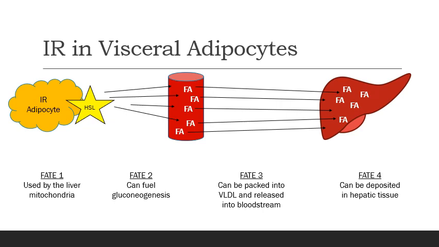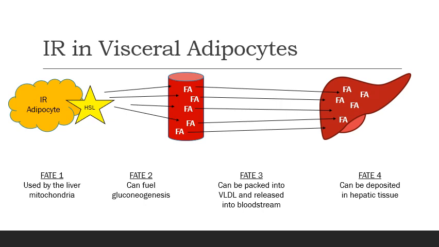And fourth, the excess fatty acids can be converted back to triglycerides and deposited into the hepatic tissue. If this happens, hepatic steatosis can result, and boom, we have fatty liver disease.